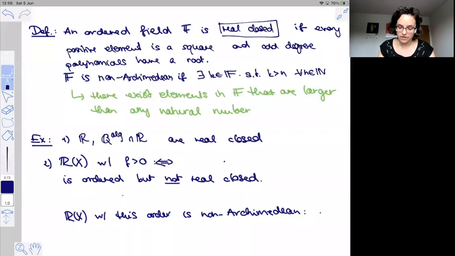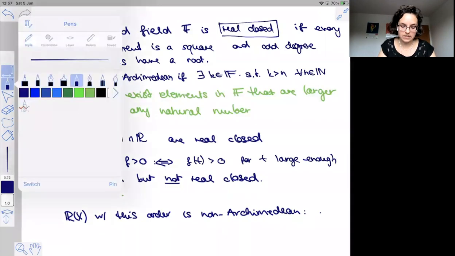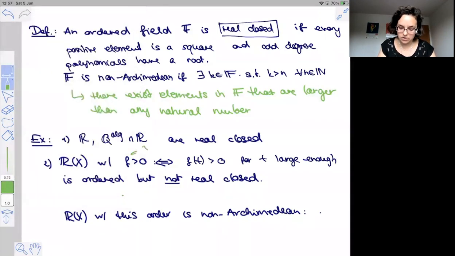The second example that's maybe a bit more exotic is if you take the fraction field of the polynomial ring R[X], and you define a rational function to be positive if at some time t you're positive. So recall that f is in fact a quotient of two polynomials. So at some point they will have no roots anymore. And if t is larger than that, you can look at the sign. There will be no sign changes anymore. And then you can say it is positive if this function is positive.